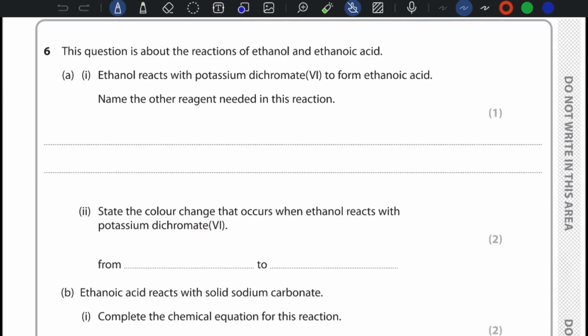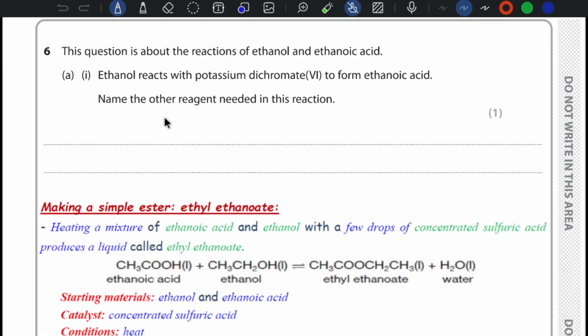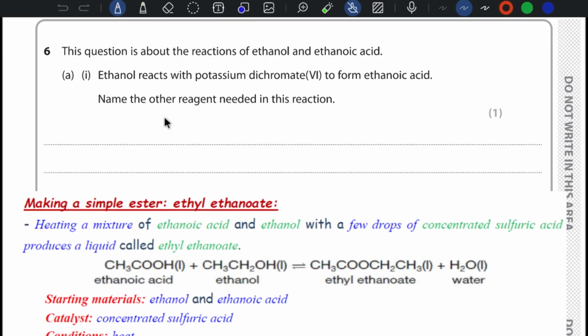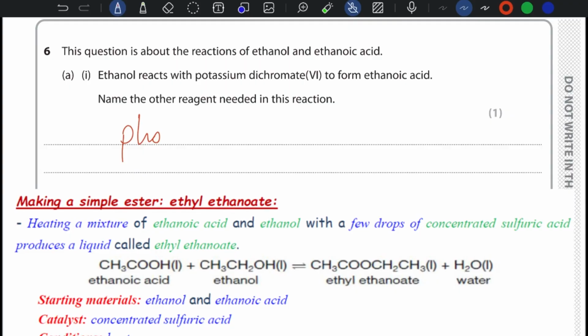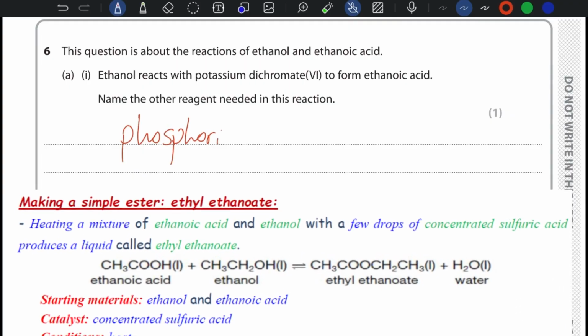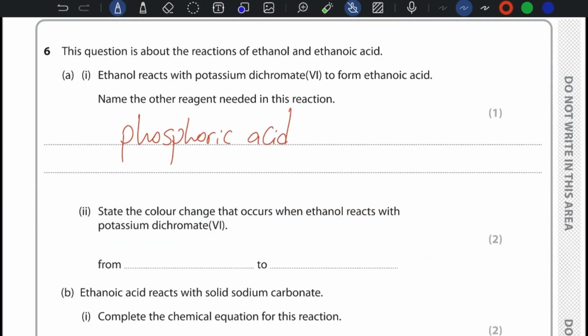Question 6. This question is about the reactions of ethanol and ethanoic acid. Ethanol reacts with potassium dichromate(VI) to form ethanoic acid. Name the other reagent needed for this reaction. We need an acid catalyst. We can write phosphoric acid, or we can write sulfuric acid. One of them.